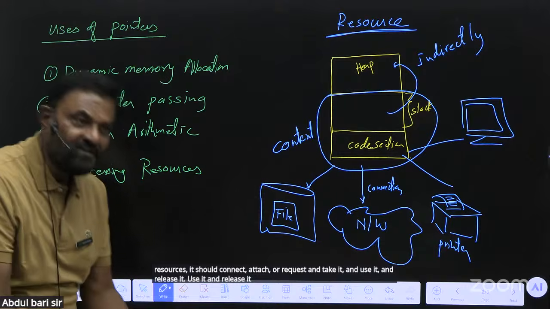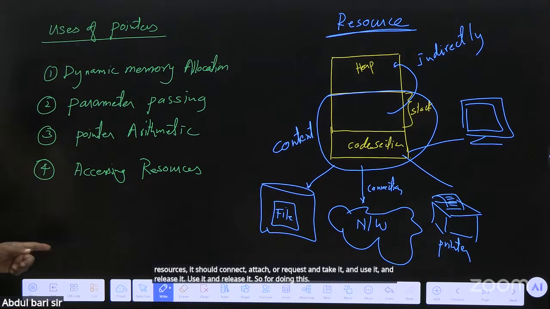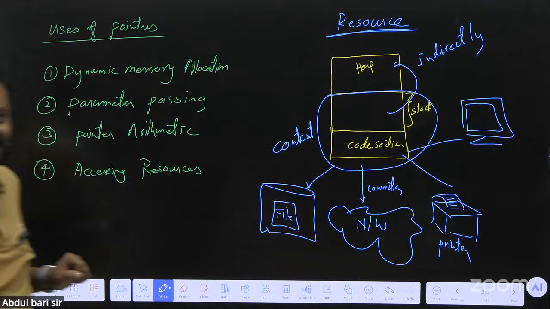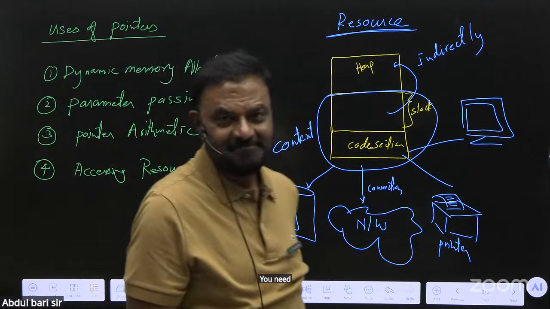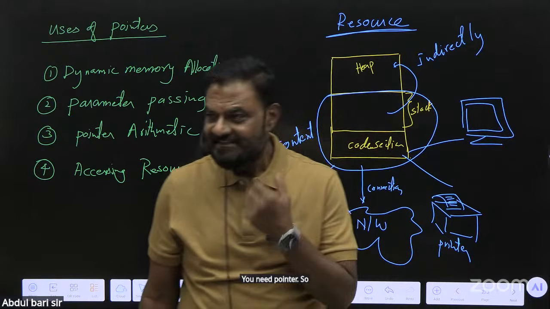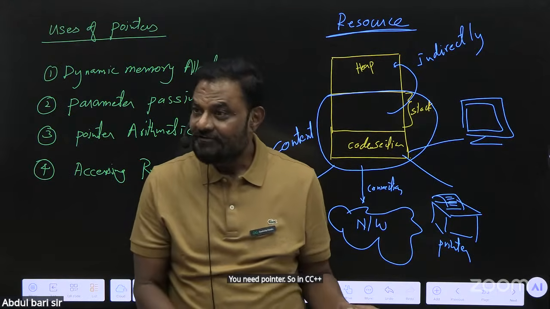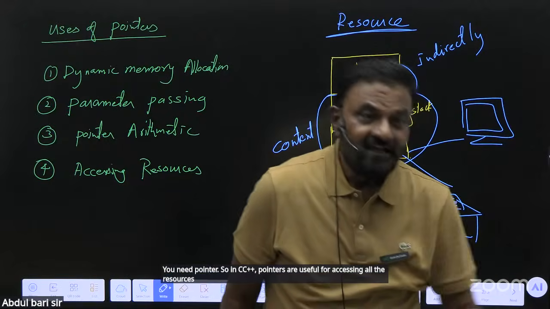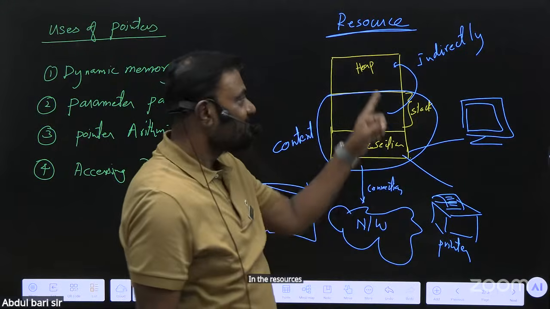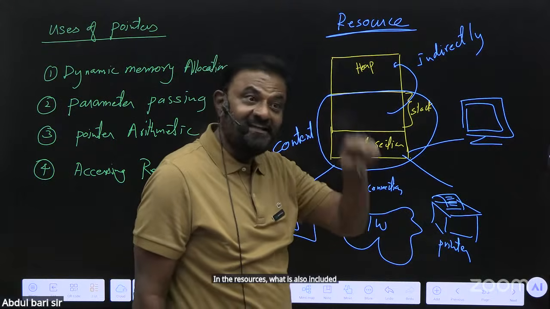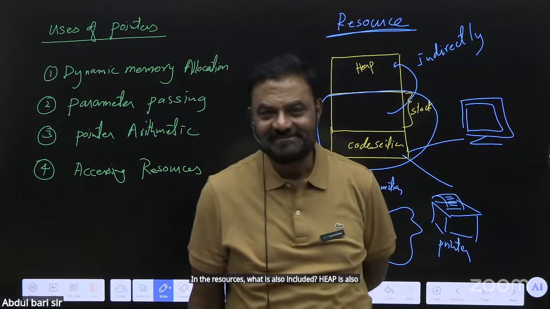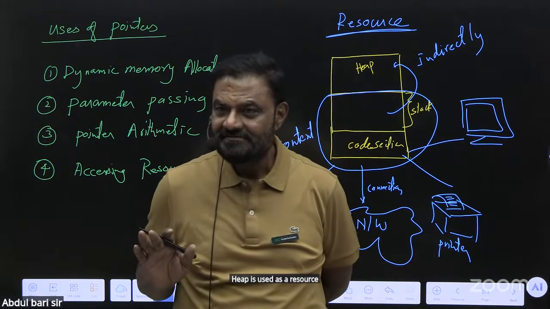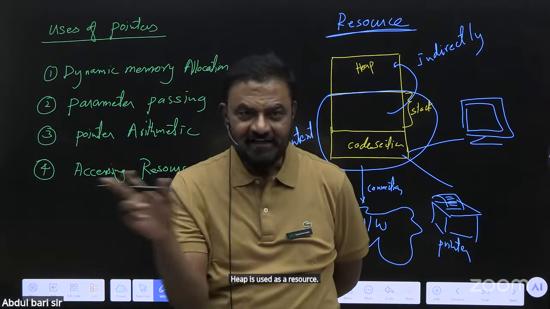So for doing this, you need a pointer. So in C++, pointers are useful for accessing all the resources. In the resources, what is also included? Heap is also included in the resources. Heap is used as a resource. Is it clear now? Is the idea clear?